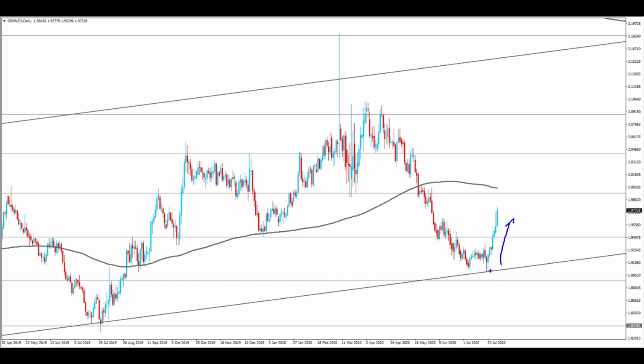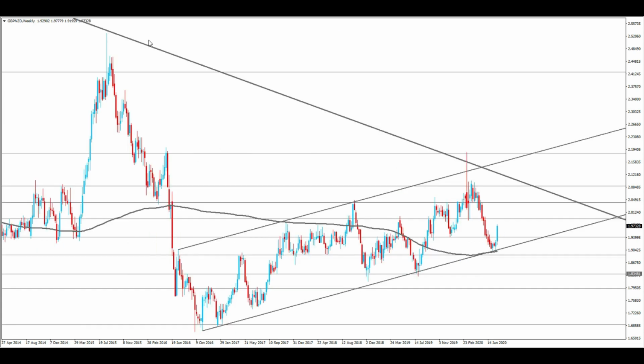The price came back to retest the weekly trend line that we had drawn. So if I go on the weekly chart, we can see that we had this ascending channel pattern of price ascending to the upside, price making those higher highs and those higher lows.